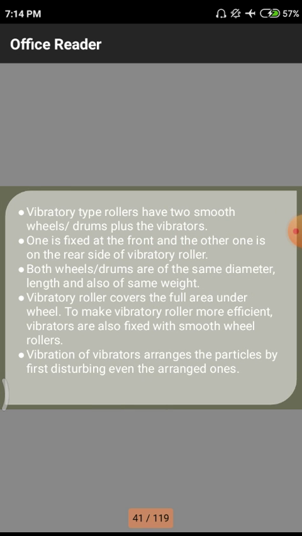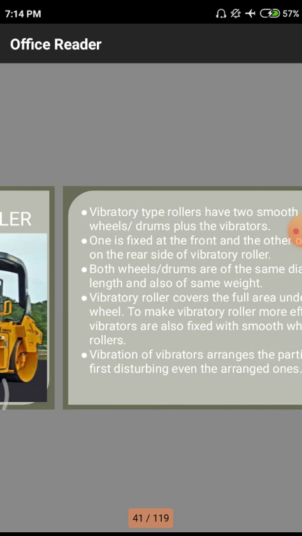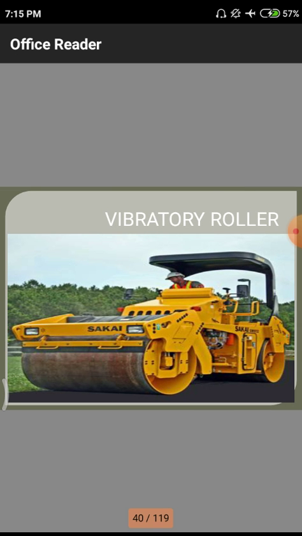Next, we have the advantages. What are the vibratory rollers? The points related to those vibratory rollers. Vibratory type rollers have smooth wheels. That means the total surface of the vibratory roller is very smooth. Drums plus vibrators, that means the wheels are drums. In the primary portion we have both wheels, and those wheels are hydraulically driven. Hydraulically means some hydraulic force is applied on those wheels, so that vibration is formed.